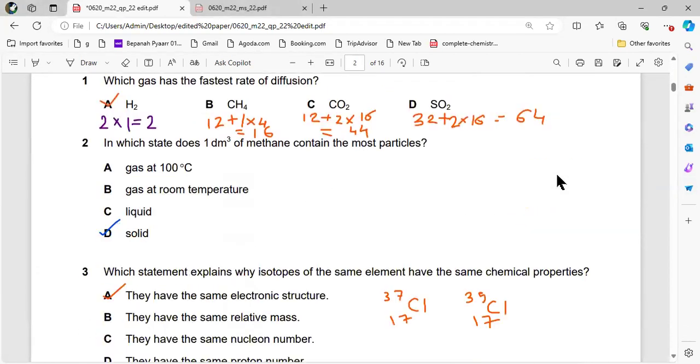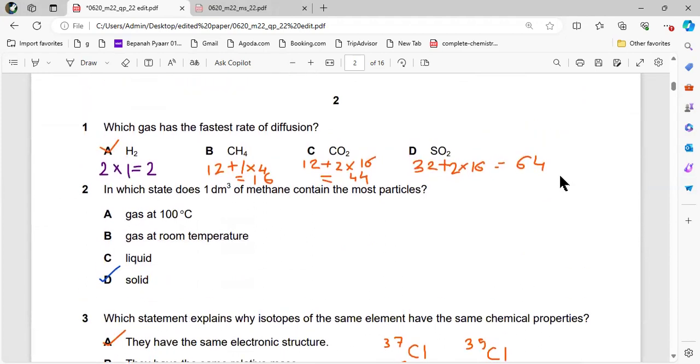Okay, so let's have a look at the first question. Which gas has the fastest rate of diffusion? So here they have given all the four options. How are you going to find out? For that, you have to first of all find out the mass of all the options given here.